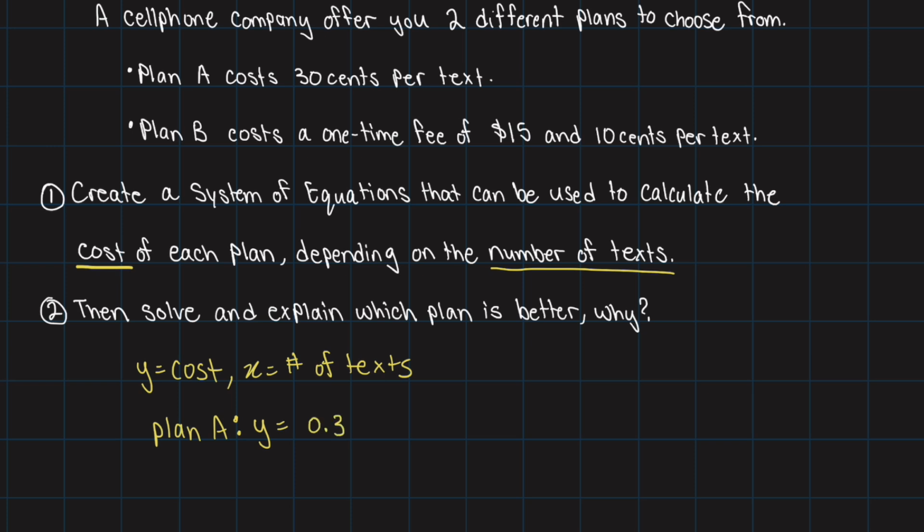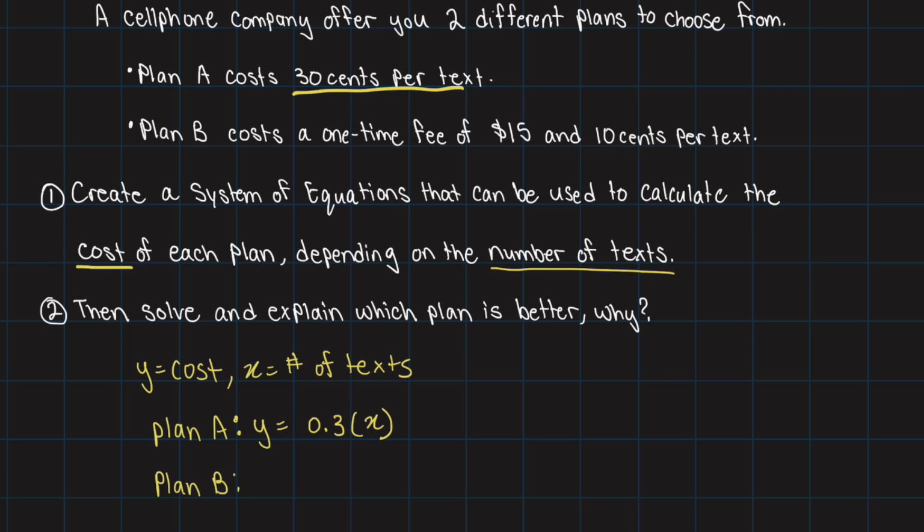$0.3 is 30 cents, right? So 0.3 times the number of texts. So x, right? Because 30 cents per text, which means $0.3 times x, because x is the number of texts. And that will give you the total cost. But let's move on to plan B.